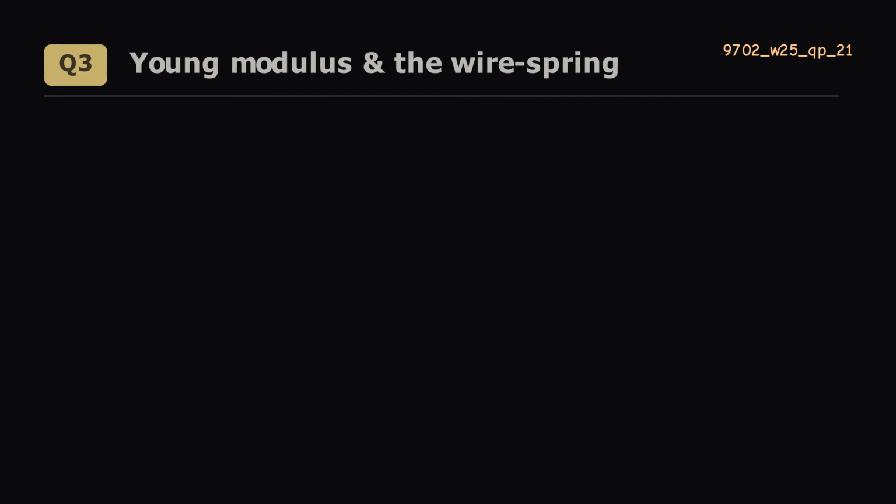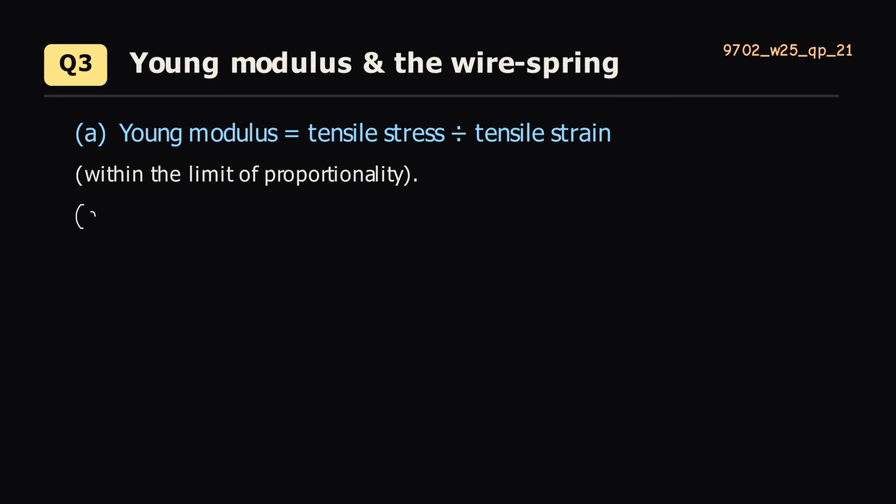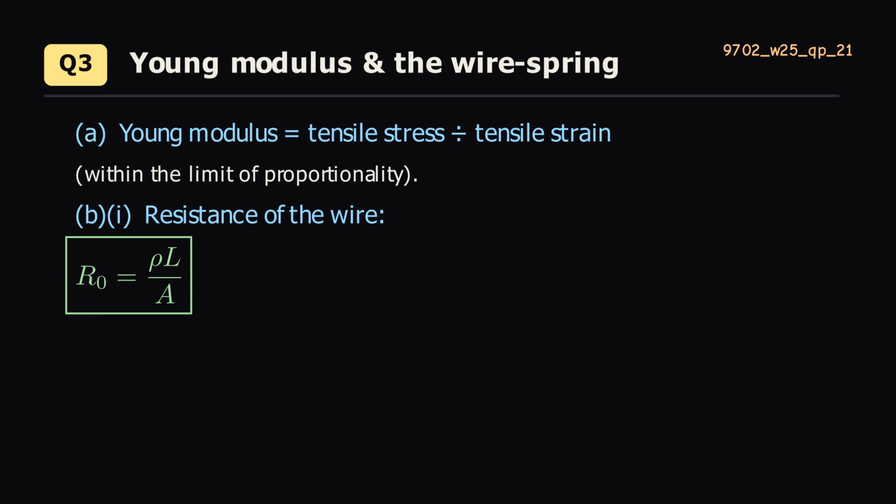Paper 9702, October-November 2025, Question Paper 21. Question 3. Young modulus and the wire spring. Young modulus is tensile stress divided by tensile strain, within the limit of proportionality. The wire resistance is R naught equals rho L over A.